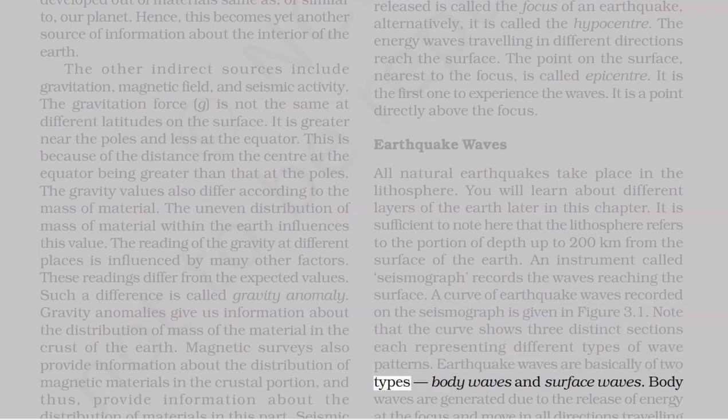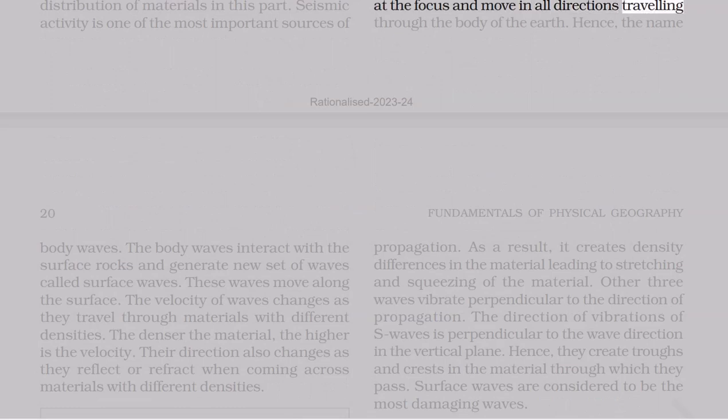Earthquake waves are basically of 2 types, body waves and surface waves. Body waves are generated due to the release of energy at the focus and move in all directions traveling through the body of the Earth. Hence the name.